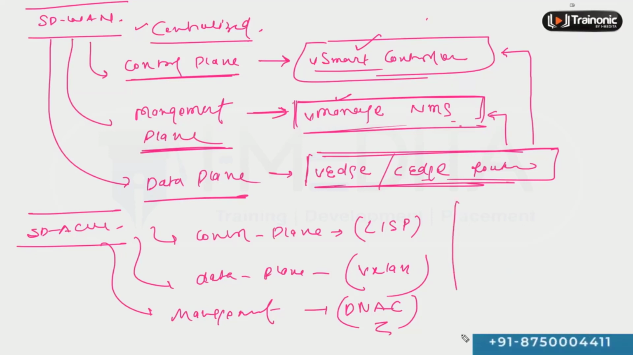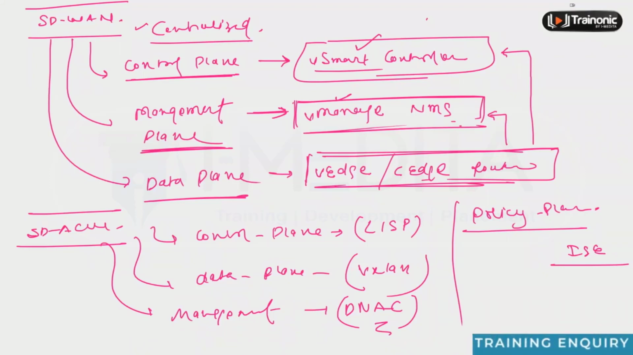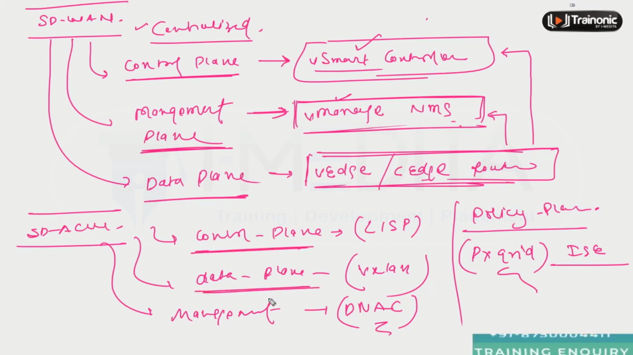We also have something called the policy plane. Policies can be applied using ISE. ISE acts as the policy plane. There is a specific service called pxGrid service. We'll talk about that as well. So policies are ensured with the help of ISE in the SDA fabric. Let's ignore the policy plane for a moment. You have to understand that the control plane is based on LISP, the data plane is based on VXLAN, and the management plane is based on DNAC.